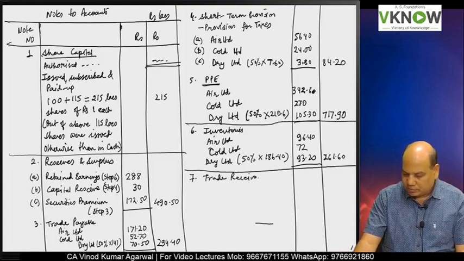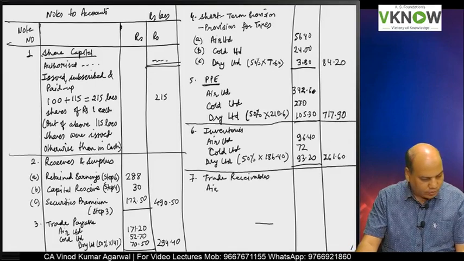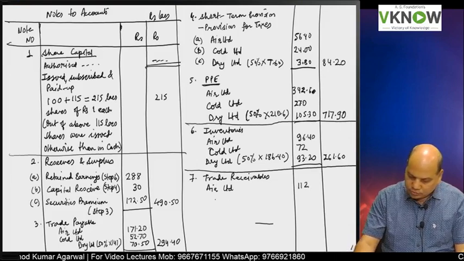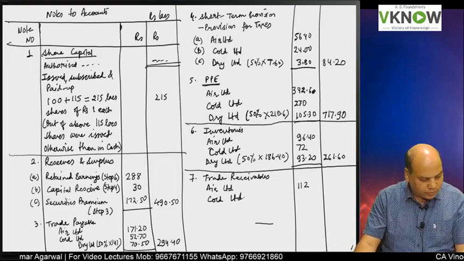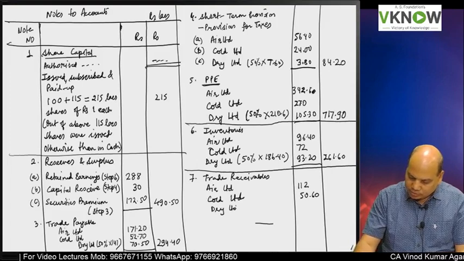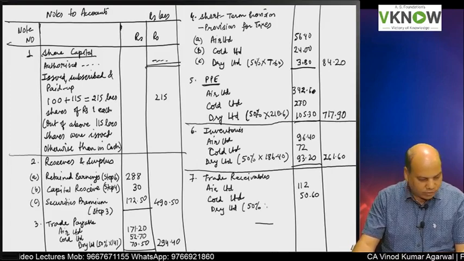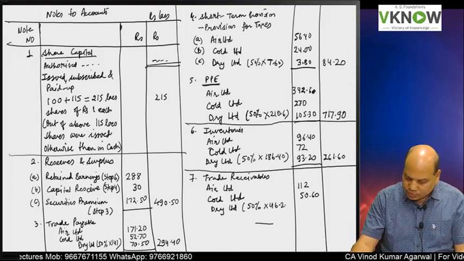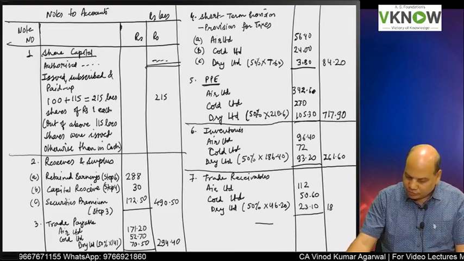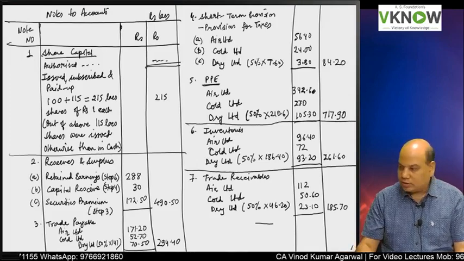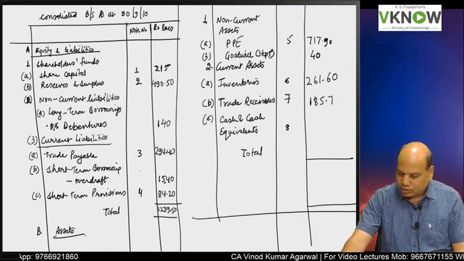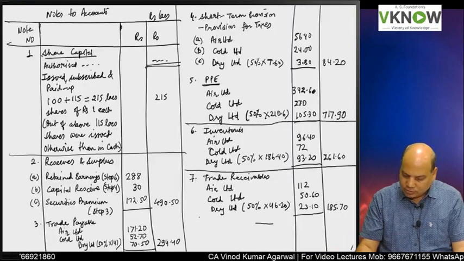Next, note number 7, trade receivable. Air Limited full 112, Cold Limited full 50.60, Dry Limited half, 50% of 46.20, 23.10. Take the total 185.70. Write on the main page 185.70.